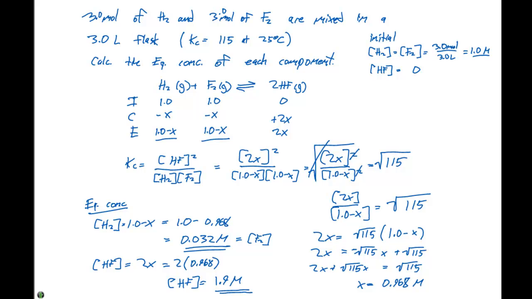So again, we first calculate the initial concentration of all the species present, balance the chemical equation, set up an ICE table, put the equilibrium concentrations into the K expression, do a little algebra, solve for x, then take that value of x and put it back into the equilibrium expression to figure out what the equilibrium concentrations are of all the species present.